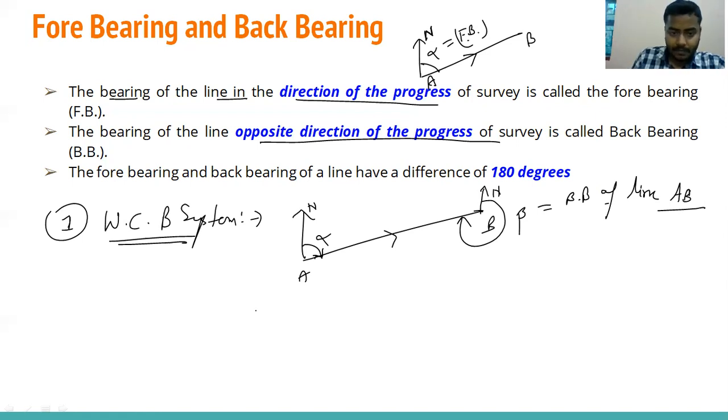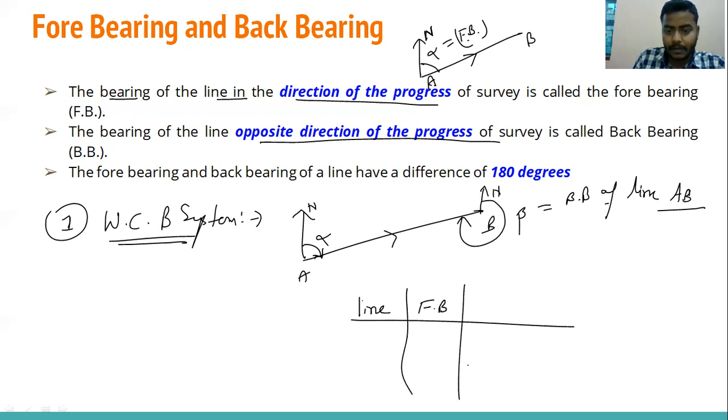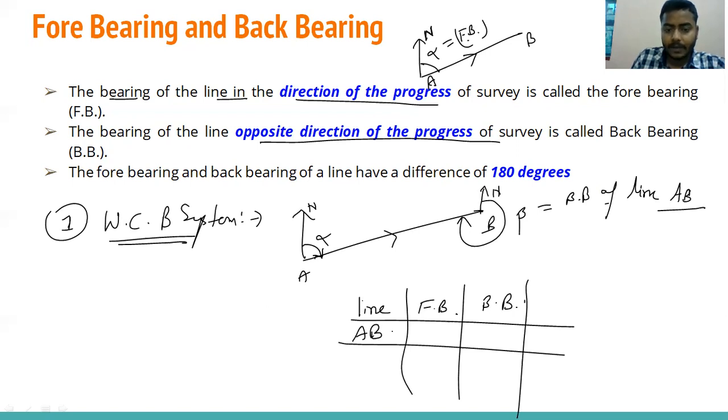So we can see this in a table, like we can write a line. Here we can write fore bearing, in short F.B., and back bearing B.B. So line AB, right? What is the fore bearing? Fore bearing is the bearing of a line in the direction of progress of survey. We can see in the figure, the direction of progress of work is A to B, and that A to B angle is made with alpha degree with the reference line, that is north. So here we can write alpha.